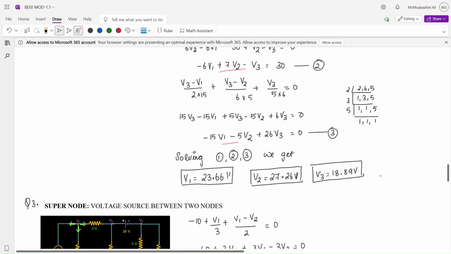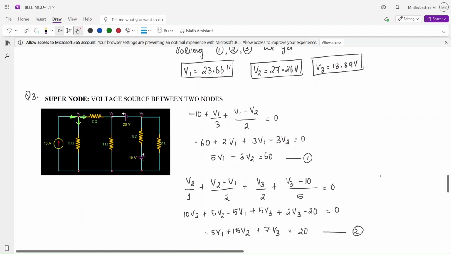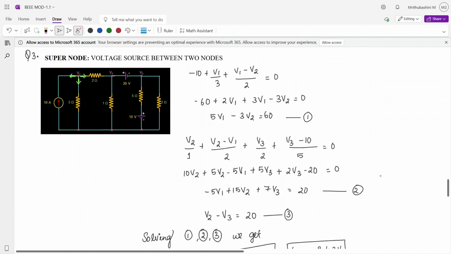Just first of all, mesh analysis, you have to find how many meshes are there, draw loops accordingly and write equations according to how the loop goes. Right? And solve it. In nodal analysis, you have to find how many nodes are there. You have to calculate that first, and from each node, you have to write and solve those equations.